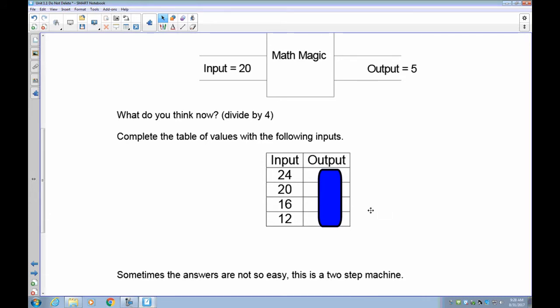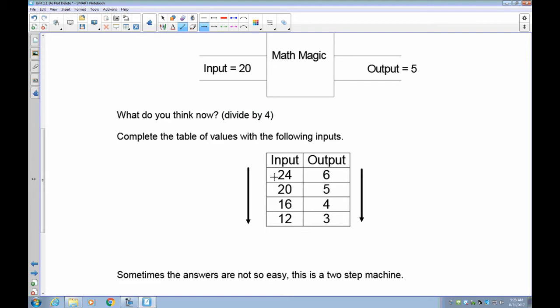All right, so here are your examples. 24 divided by 4 is 6. 20 divided by 4 is 5. 16 divided by 4 is 4. And 12 divided by 4 is 3. So in this situation, your input rule is decreasing by 4 each time. Your output rule is decreasing by 1 each time. And your input-output rule is dividing by 4.